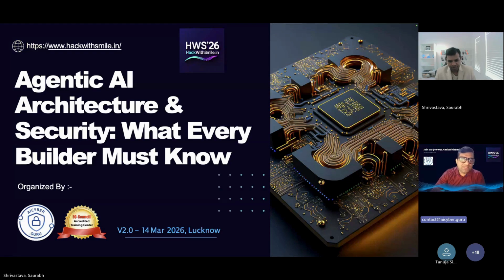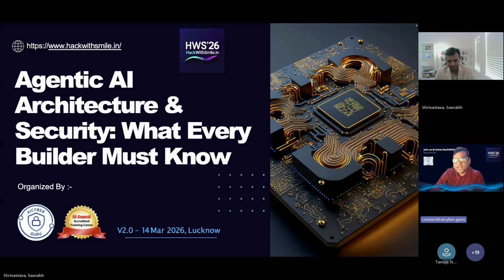His work has empowered thousands of builders and developers to adopt secure by design practices and navigate the fast-evolving AI landscape. With deep expertise in cloud, security, enterprise architecture, and AI systems, Saurabh is widely respected for turning complex ideas into clear, practical guidance. He works at Amazon as a global solution head, and today he joins us to share insights on agentic AI architecture and security, what every builder must know.